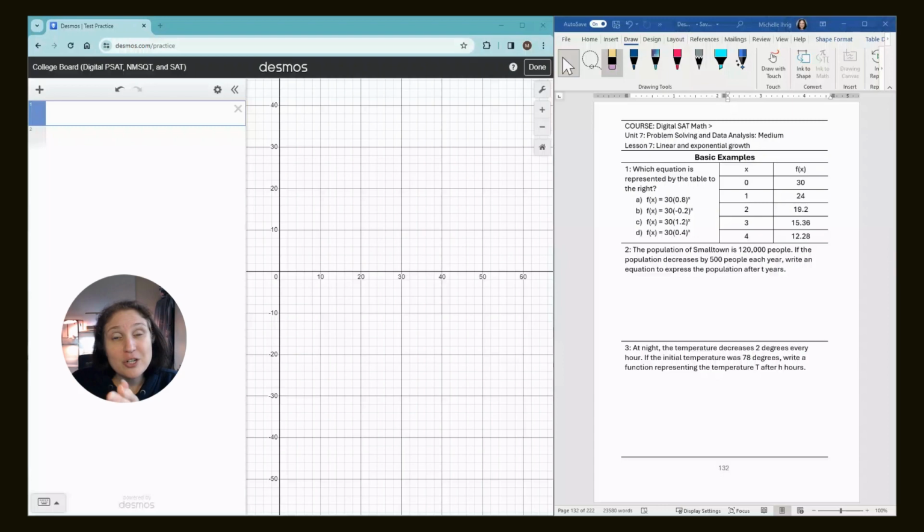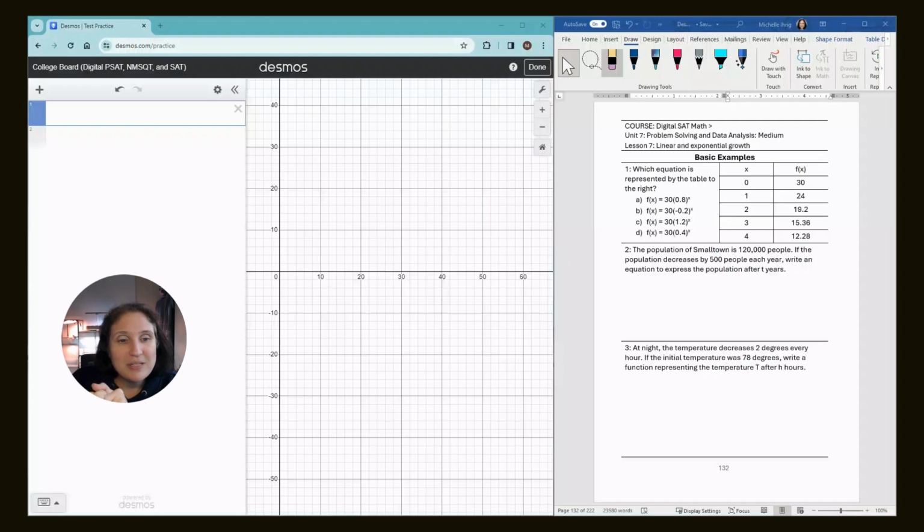Speaking of Desmos, make sure you go into the description and click the Desmos calculator link. And when it says choose assessment, you want to choose College Board. Stuff I show you might not work unless you have it on College Board. We are on page 132 of my book. If you don't have my book, great, take notes. We're doing Khan Academy Unit 7, Lesson 7 on linear and exponential growth.